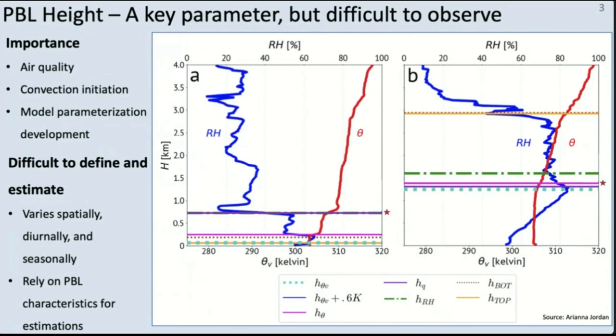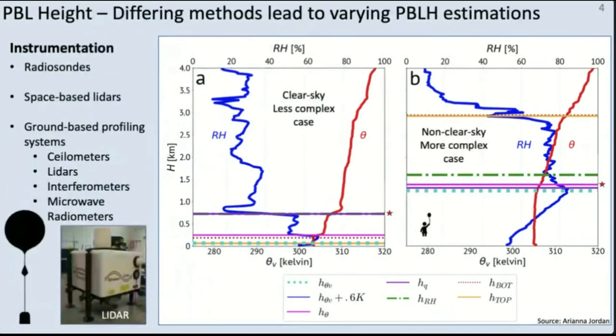As such, we rely on observations of different PBL characteristics with things like thermodynamic profiles, vertical velocity observations, and aerosol concentration measurements to estimate the PBL height. Several different instruments and methods are used for this, with a large portion of past PBL height-related research relying on radiosonde observations for estimations, but there has recently been a growing number of studies that have begun utilizing space and ground-based profiling systems like ceilometers and lidars.